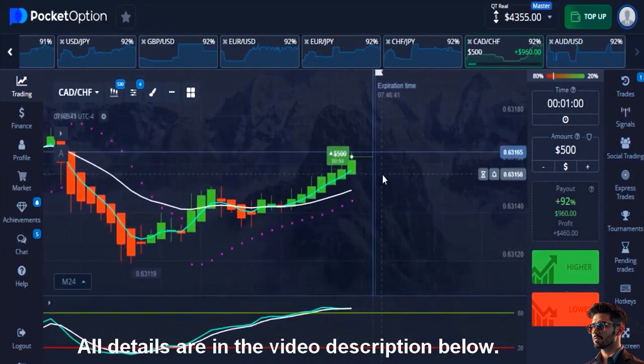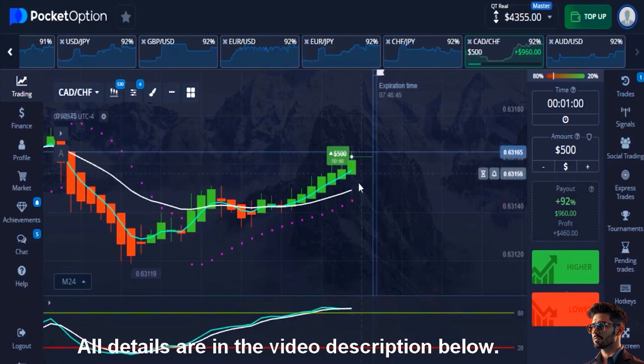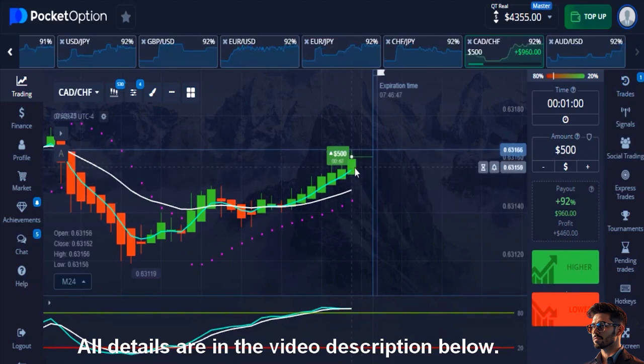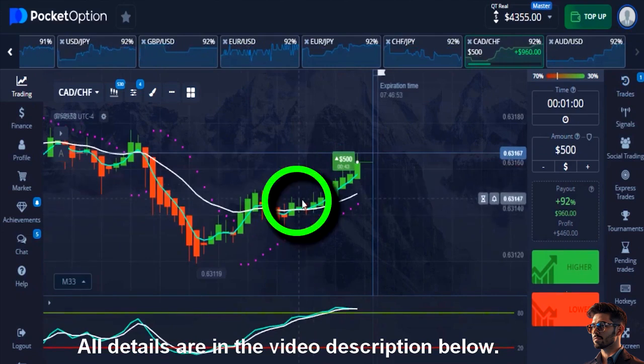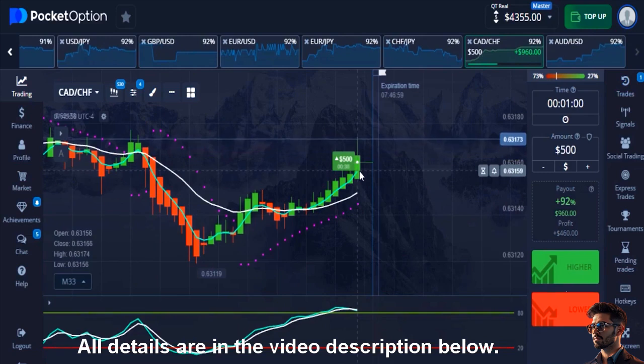Another important thing is to make sure that the candlestick you're placing your trade on is very strong. So make sure that this candlestick is very strong and very stable. The intersection of both moving averages must happen, and both lines must be giving you a very strong confirmation of an uptrend.